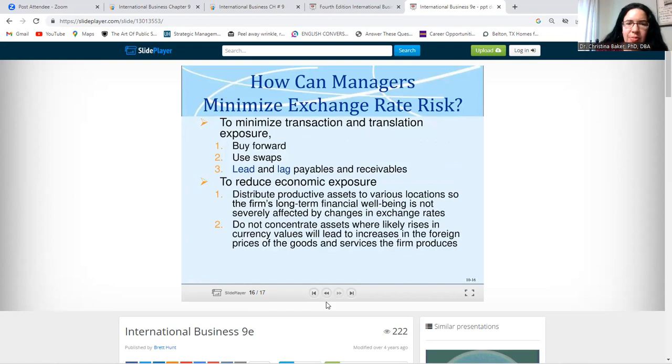To reduce economic exposure, distribute productive assets to various locations so the firm's long-term financial well-being is not severely affected by changes in exchange rates, and don't concentrate assets where likely rises in currency values will lead to increases in the prices of the goods and services that the firm produces.